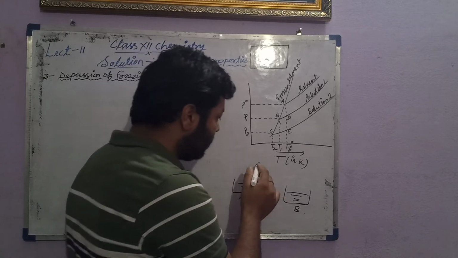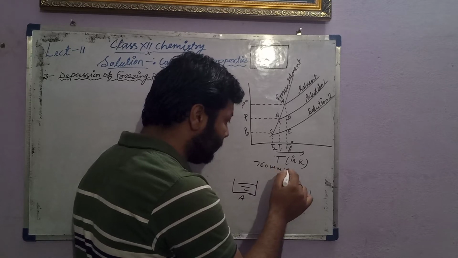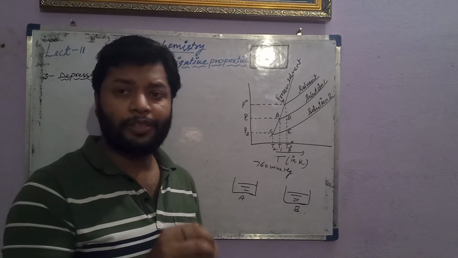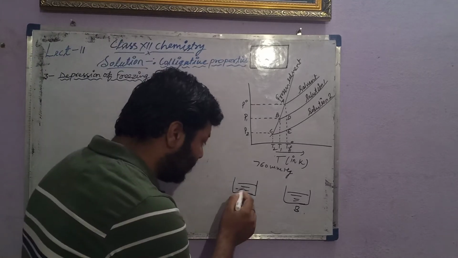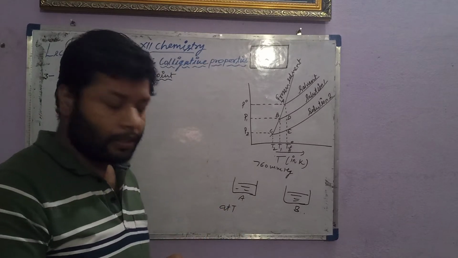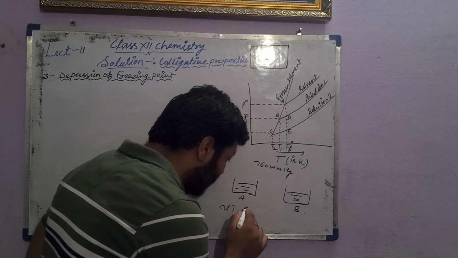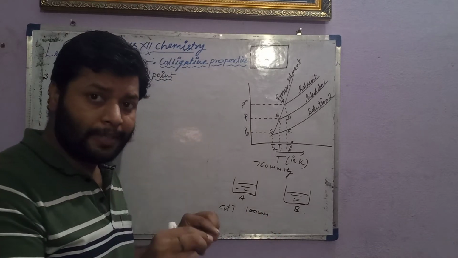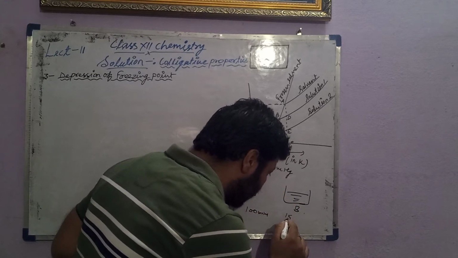The outer atmospheric pressure is 1 atmosphere. Let us assume that is 760 millimeter of Hg. Suppose at the given temperature T, solution A has a vapor pressure of about 100 millimeter, and at the same temperature T, solution B has a vapor pressure of about 150 millimeter.